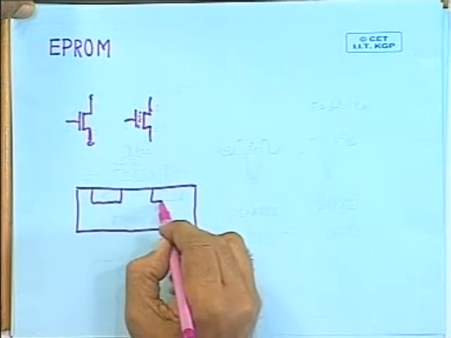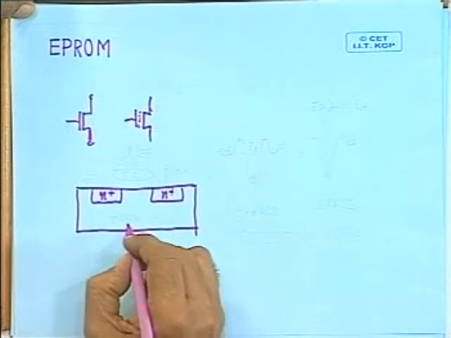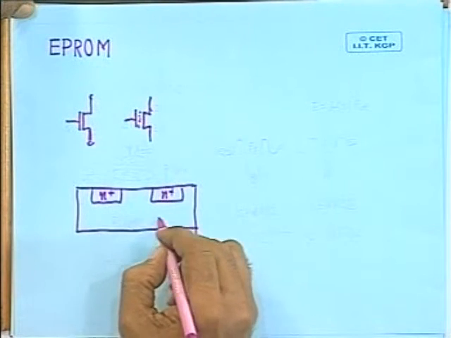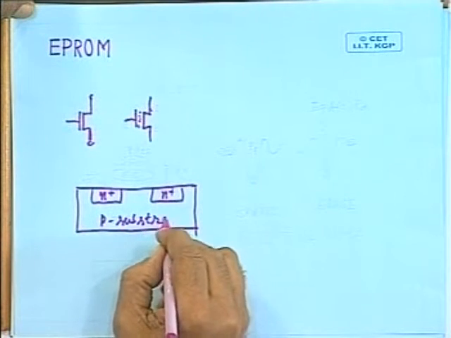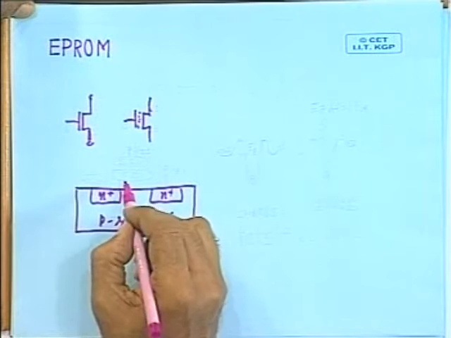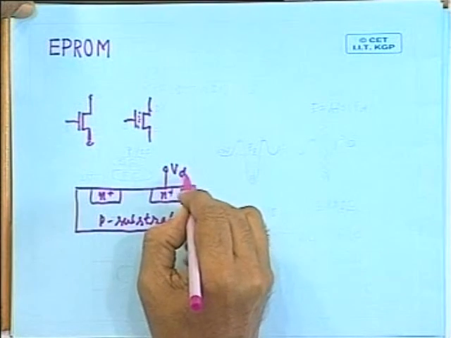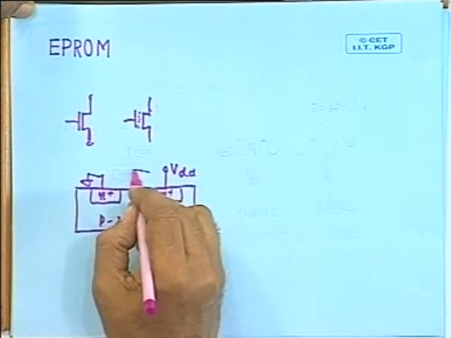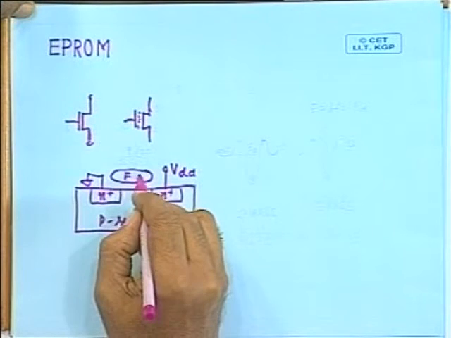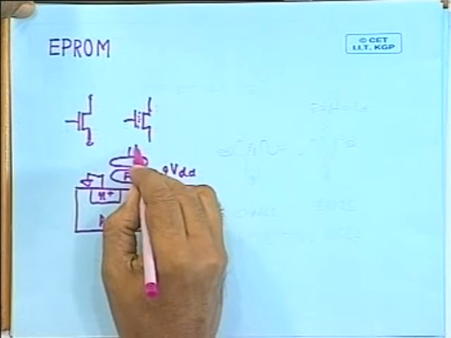So you have the source and drain, N plus, N plus. This is your substrate, P-type substrate. Then you have this drain connected to VDD, source connected to ground, and here is your floating gate, and here is your select gate.